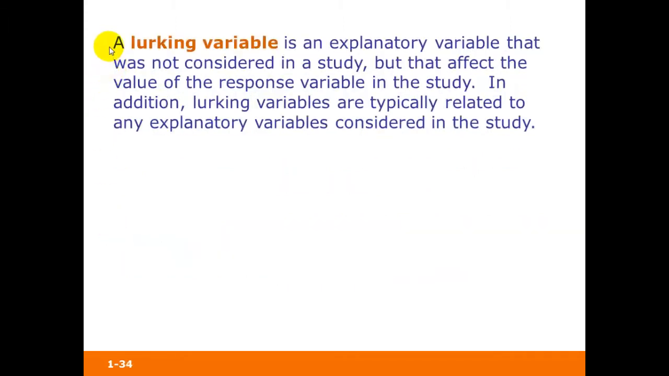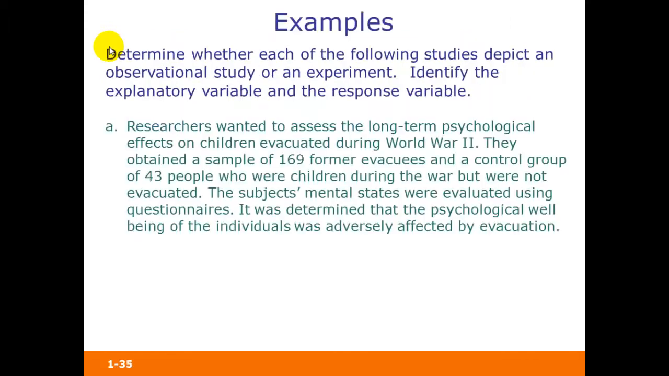Now, a lurking variable is an explanatory variable that was not considered in a study, but that can affect the value of the response variable in the study. Lurking variables are usually related to explanatory variables considered in the study. Here are some more examples. In each of these, we're going to determine whether the study is an observational study or an experiment, and we'll identify the explanatory variable and the response variable.